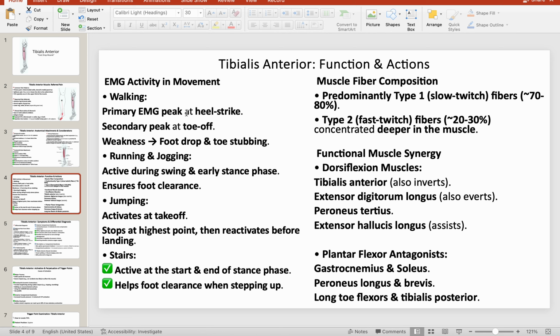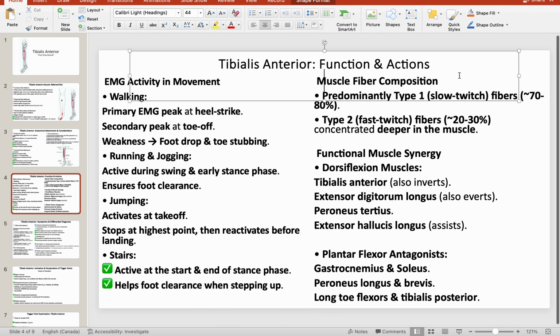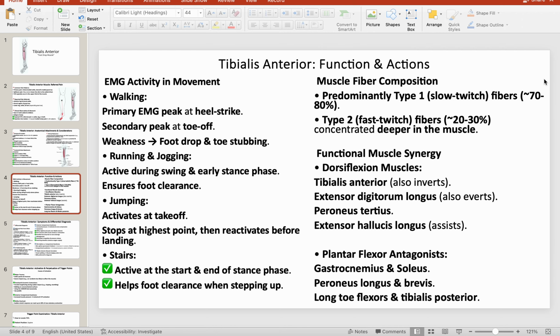So primary peak is at heel strike. For example, even myself, I'm having a little bit of issues with my tibialis anterior on my right side, and when I'm heel striking on my right, I can hear the foot slapping down at a lot higher volume than my left foot. Just because of the fact that tibialis anterior on that heel strike, on my right side, is not able to control the front of my foot from striking as hard.